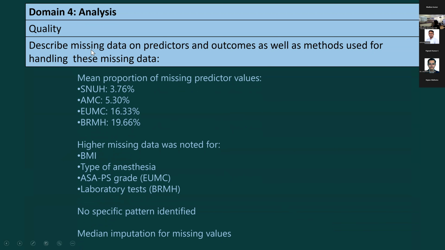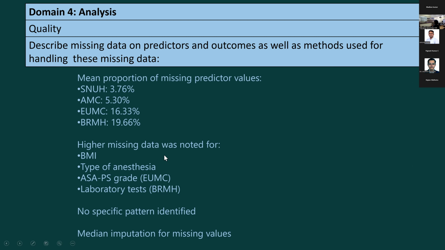And describe missing data on predictors and outcomes, as well as methods used for handling these data. The mean proportion of missing predictors were 16 and 19. This is disproportionate across all 4 models. SNUH and AMC had 3.7 and 5.3, whereas EUMC and BRMH had 16 and 19.